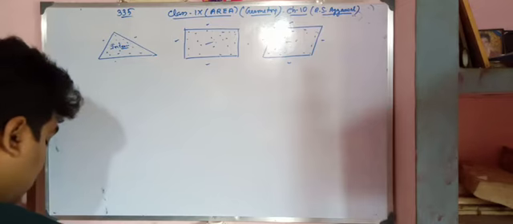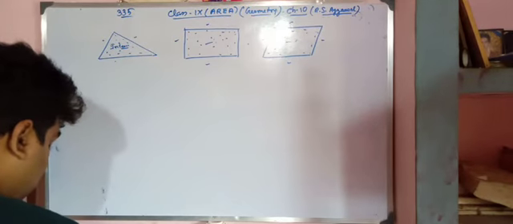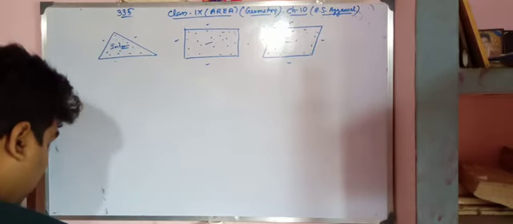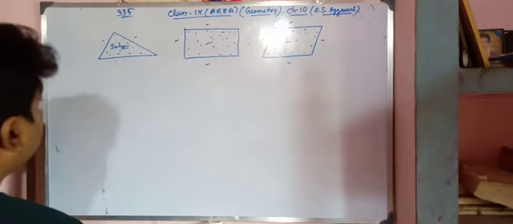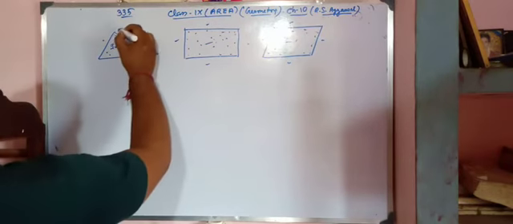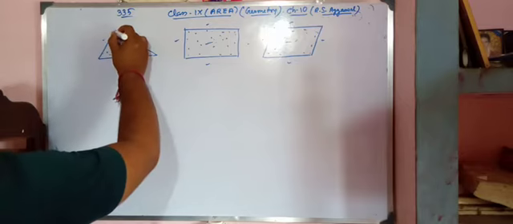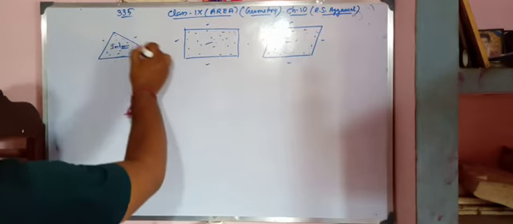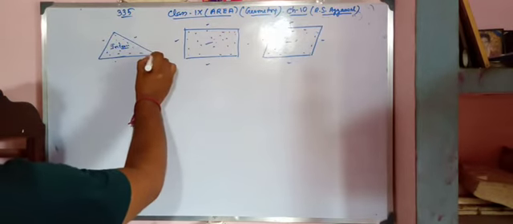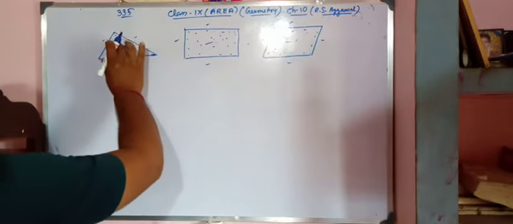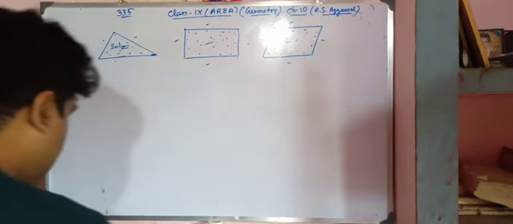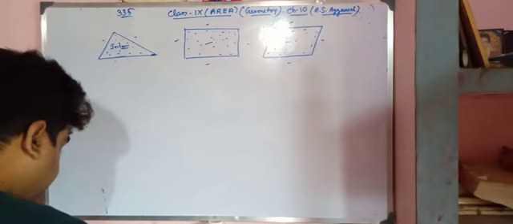Okay. Next, move to triangular region. A union of a triangle and its interior is called a triangular region. That is not the outer of the triangle, it is the inner region with its sides.